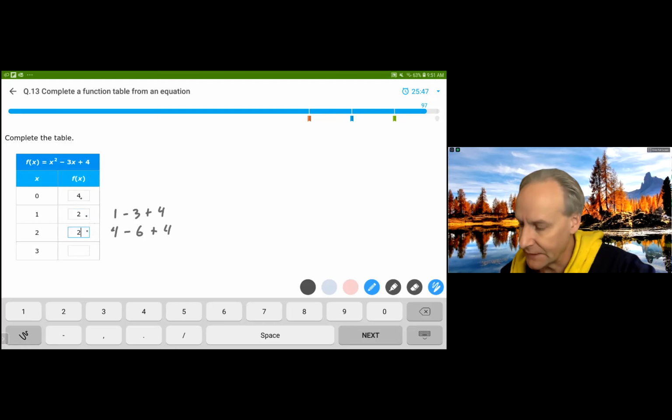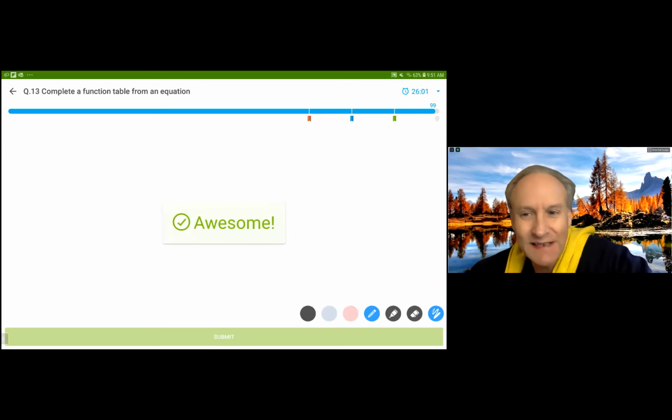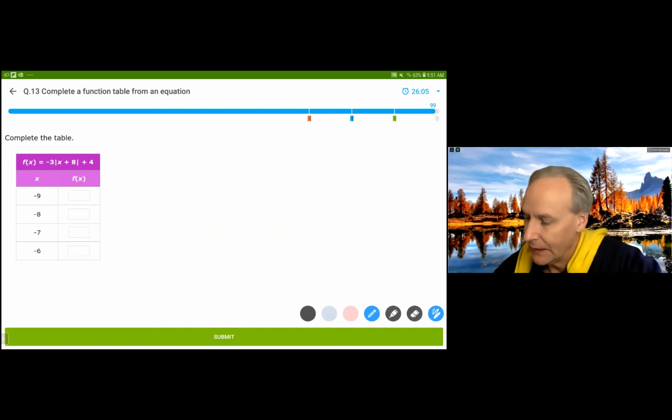That means that the next one is going to be 4, isn't it? Let's see if it is. 9 minus 3 times 3 is 9, plus 4, which of course is 4. And it looks like we're on our last one. So hopefully you guys will try it out yourself.